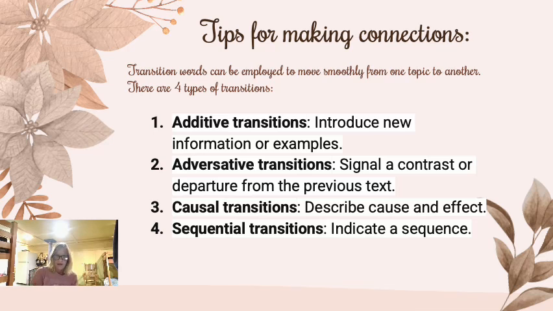There are some tips provided by Graff in They Say, I Say, Chapter 8, about using transition words. Transition words can be employed to move smoothly from one topic to another in a sentence. Here are four types of transition words. Additive transitions introduce new information or examples. Adversative transitions signal a contrast or departure from the previous text. Causal transitions describe cause and effect. Sequential transitions indicate a sequence.